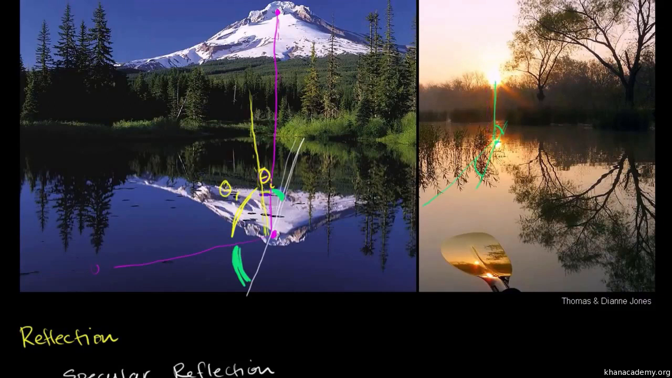I'm not doing that too well. We can draw a perpendicular right over here to the surface of the water and say that the angle of incidence, the angle between the ray and that perpendicular, is going to be the same as the reflected angle. And it's hard to see there once again because of the perspective, but hopefully that starts to make sense.